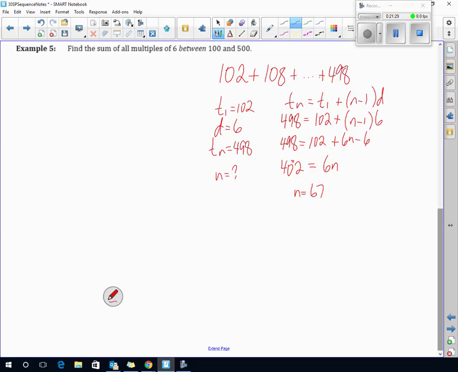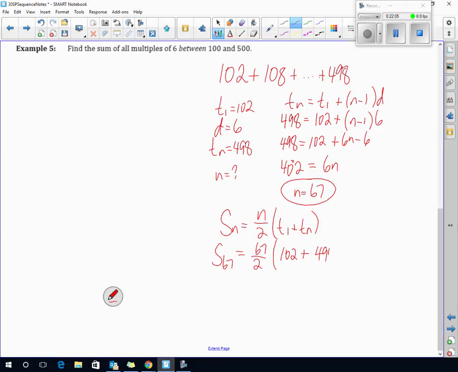Which formula am I going to use for Sn? The first one, because we know the last value and the first value. So n divided by 2 times T1 plus Tn. The sum of 67 terms is 67 divided by 2, the first term is 102, the last term is 498. And what do we get? A big number. Yeah, 20,100 is correct.